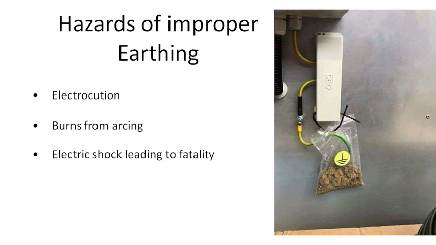Then what are the hazards of improper earthing? First one, electrocution, that is the worst case scenario. Second one, burns related to arcing. Then the best case scenario is electrocution, but you will survive. Then burns from arcing, a little worse, and the worst case scenario is electric shock leading to fatality. So these are the hazards related to improper earthing.